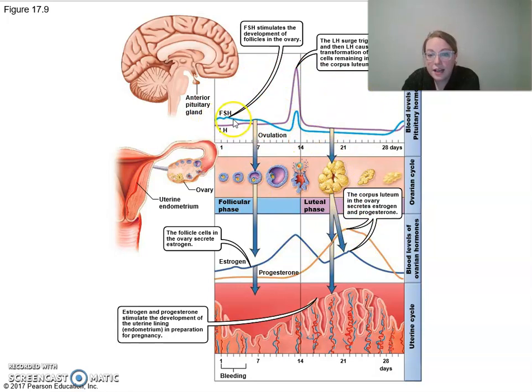Okay. So you'll have this initial peak of FSH and you'll start your follicular phase. And you can see estrogen and progesterone levels. So normally estrogen and progesterone, they inhibit FSH-LH. So these are going to be lower. But you'll see once these start to peak, they actually excite FSH and LH, and that's what causes ovulation.